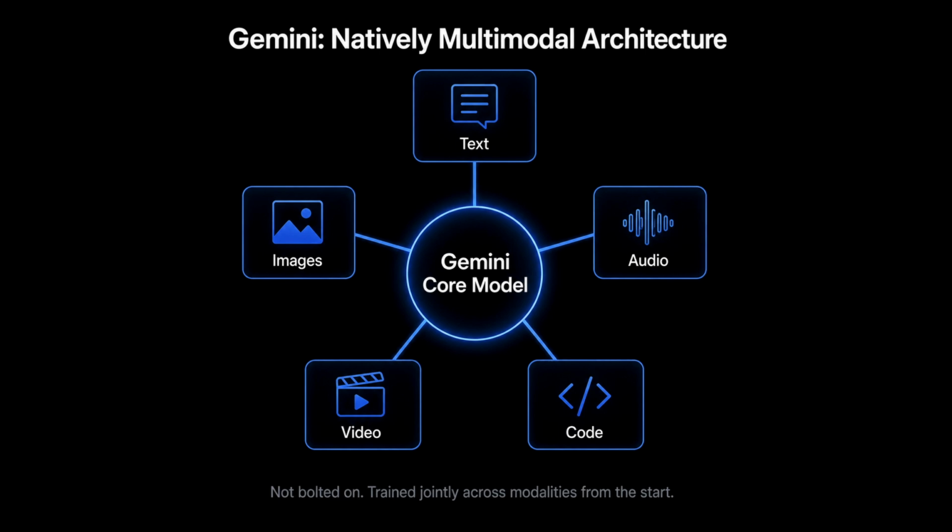The practical implication of this is that Gemini isn't just processing an image and a text question separately and then combining the outputs. It's reasoning across modalities in a way that's more deeply integrated. Now, it's worth noting that the full architectural details for Gemini are proprietary. So, what Google has published is the high-level design philosophy, which is this: one model, many modalities, trained jointly.